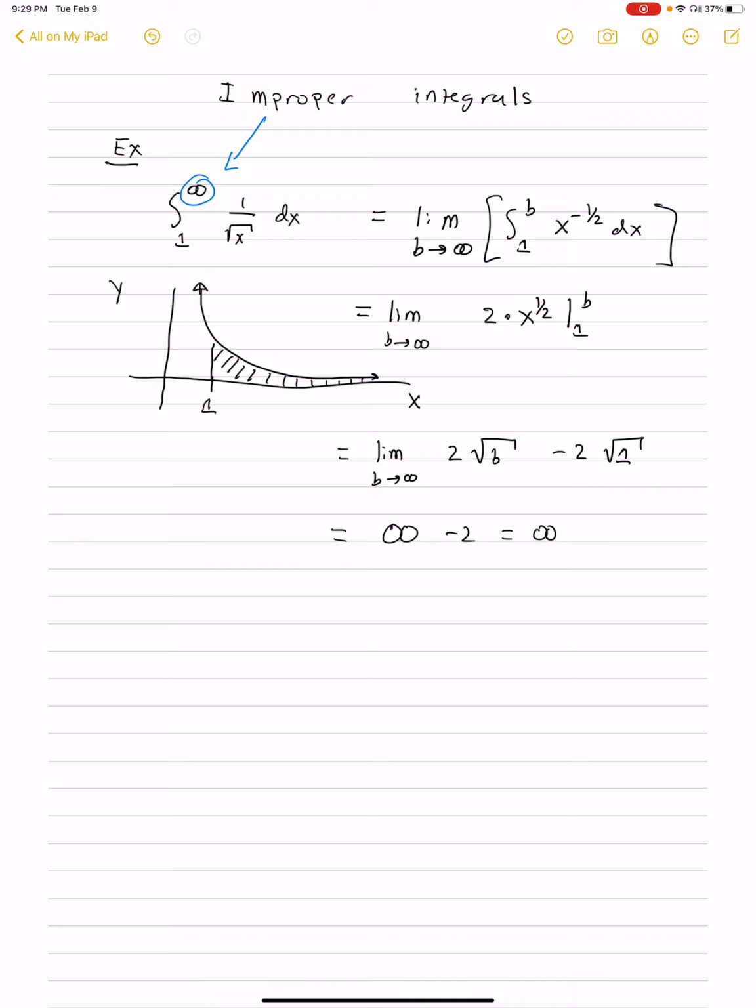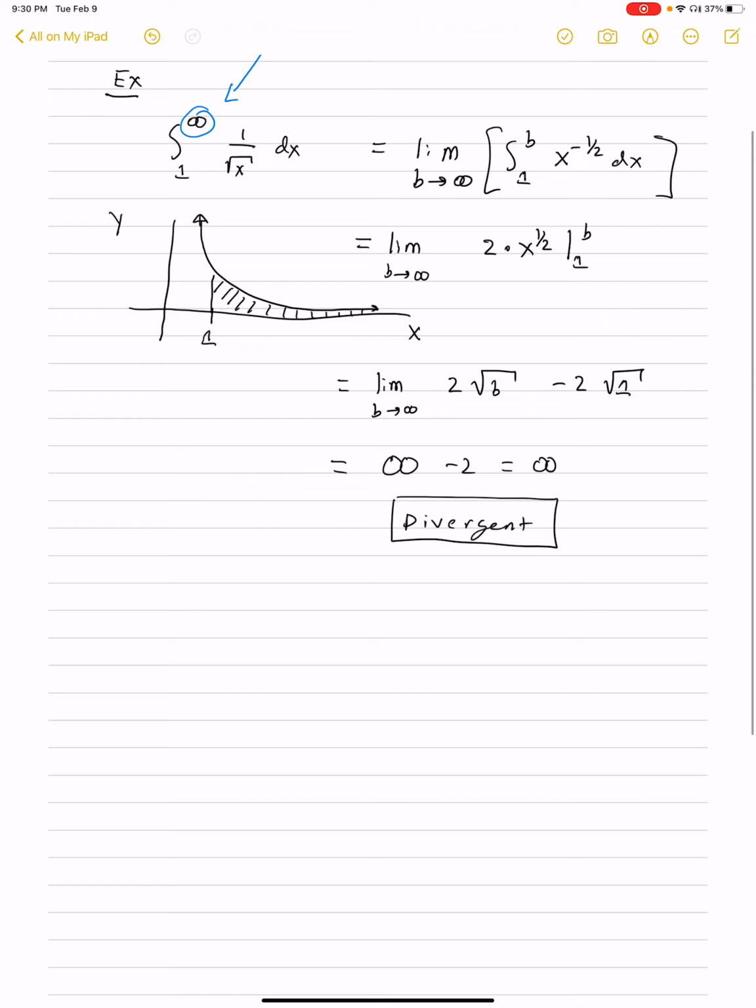So it turns out that the amount of area of 1 over the square root of x from 1 to infinity is infinite. And when we have an infinite amount of area, we have what's called a divergent improper integral. So I'm going to put this word down and say it's divergent. If it's finite, then we'd have what's called a convergent improper integral. And I'll give you an example of a convergent improper integral.